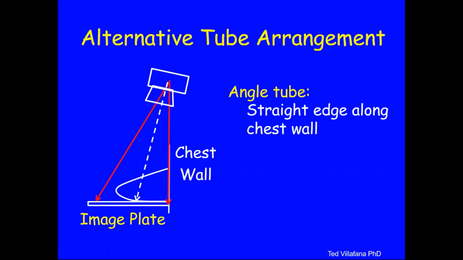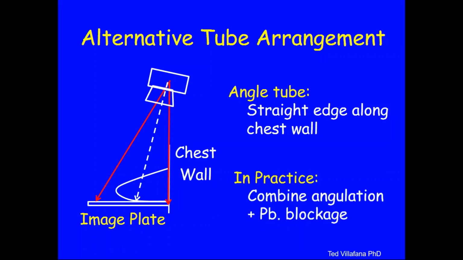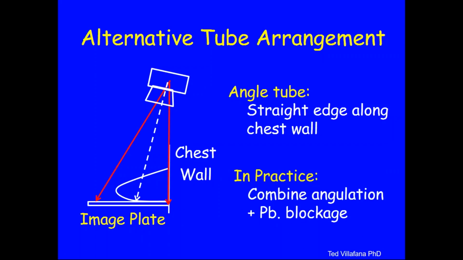But toward the edges of any beam, there's always some variation, even if it's overall uniform. So we don't usually go all the way and angle the beam that much. What we do is a combination of a small angle plus the lead. It's a combination of both in practice. Okay? And if you look at any mammography machine, you'll see that the tube is slightly angled.